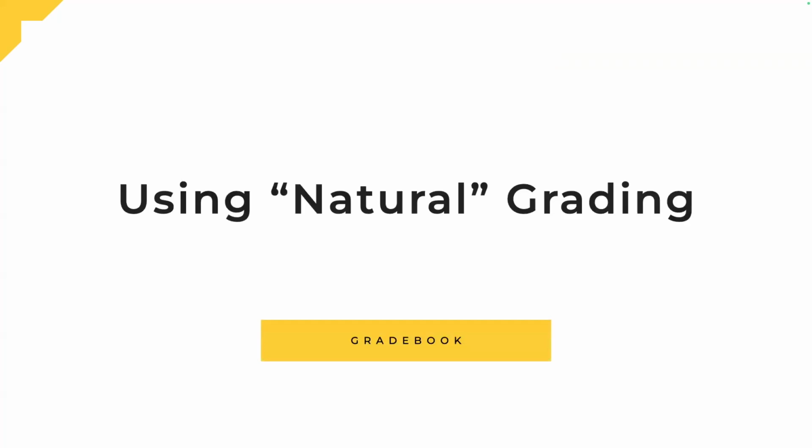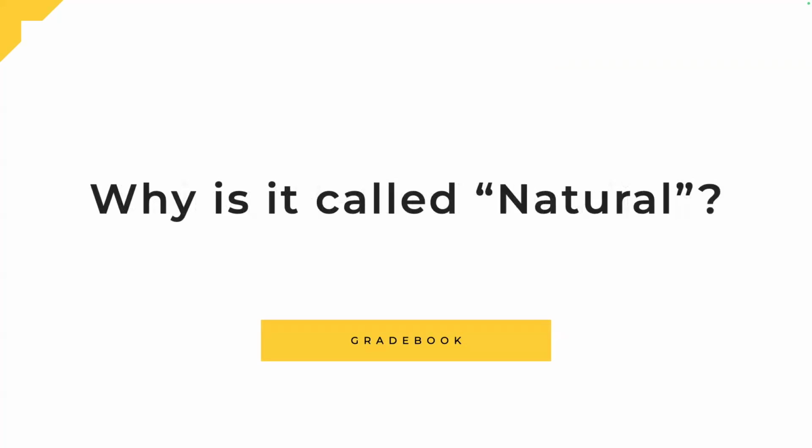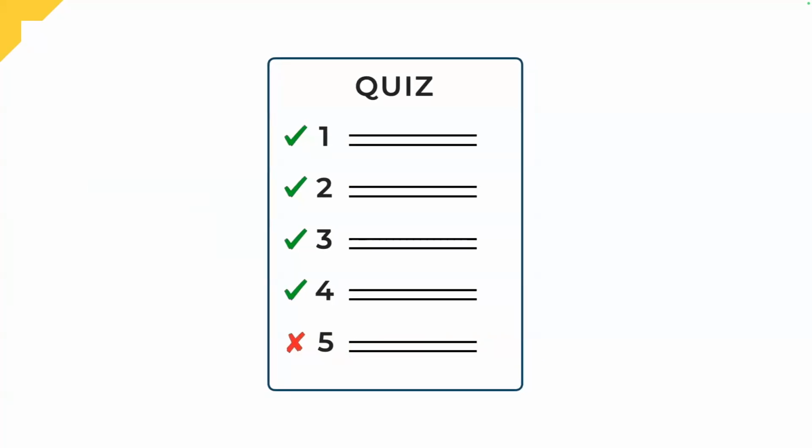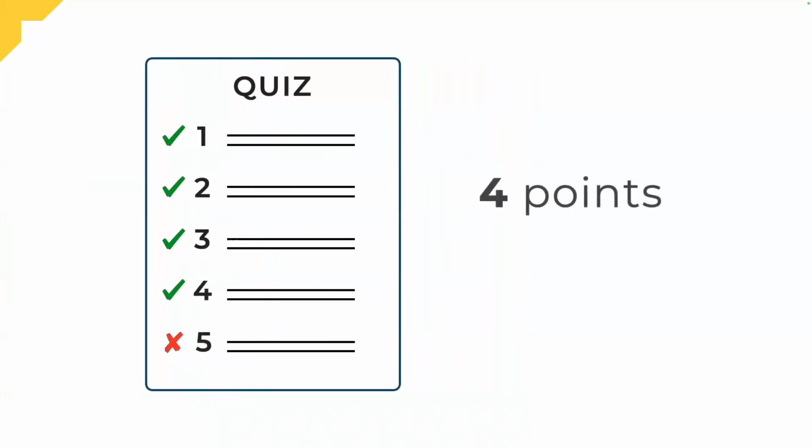So natural grading is the default grading method in AsULearn. This is a pretty commonly used one if folks are not weighting their grades. And if you're wondering, why is it called natural? It's because it's how most people naturally grade. For example, if I was a student in your course and you gave me a 5-question quiz and I answered the first 4 questions correctly, but I get the last one wrong, you would look at that grade and say, okay, Michael earned 4 points and he could have earned 5 points. So his grade is 4 out of 5 points.